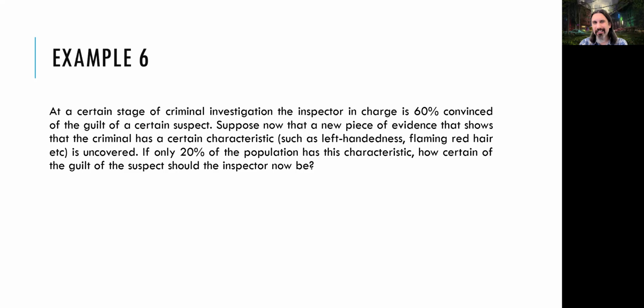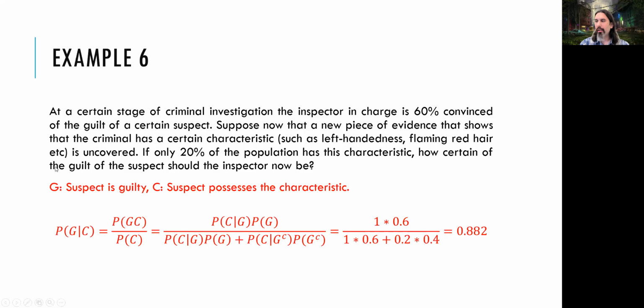If he has the characteristic, how sure should we become? Now, the suspect is guilty, event G, and the suspect possesses the characteristic, event C. G given C. Now, we have to use Bayes again and transform it into this one. And from here, we can just find the values. For example, probability of guilty right now without the characteristic is 60%. This is how we believe. He's guilty 60%. We believe that he is guilty, but this belief is only 60%.